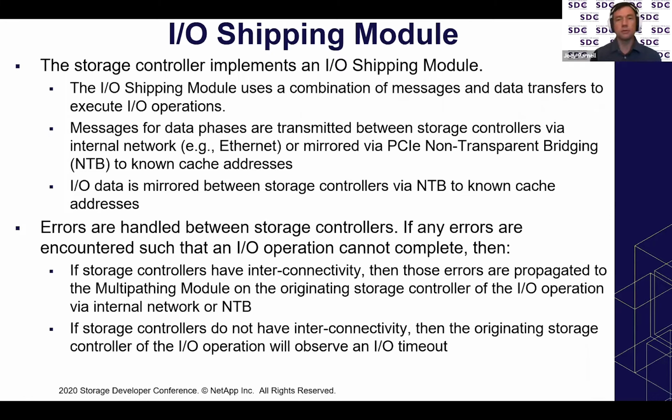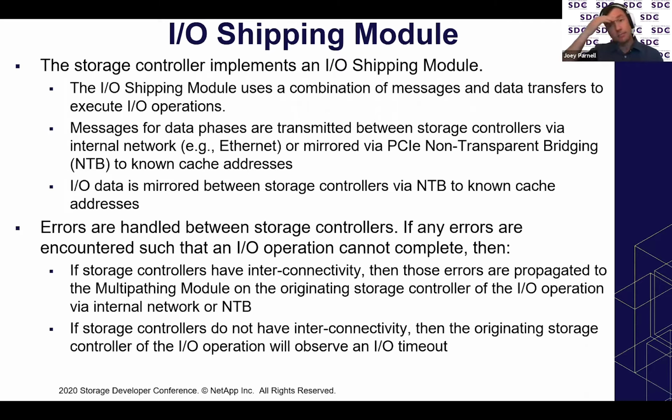And one thing we can do is dedicate a cache mirroring region on each of the storage controllers, and that way we can send messages over a slower transport such as Ethernet or TCP that has acknowledgments, and then send the data over NTB, which is a very efficient way to mirror data into known cache addresses.